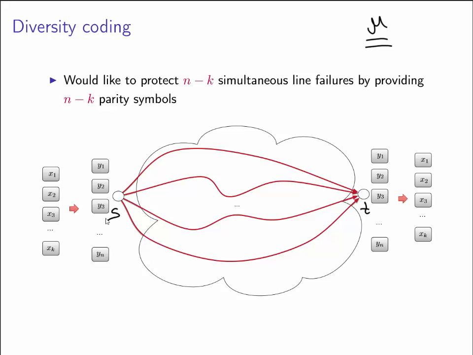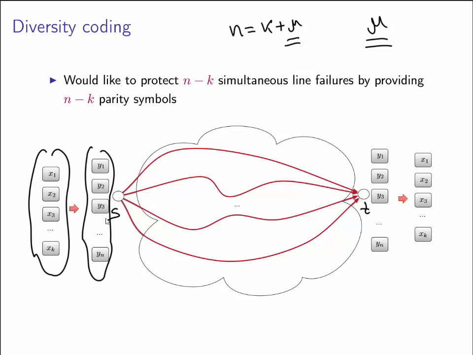So the number of disjoint paths will be equal to n, which is equal to k plus mu, where k is the number of original symbols that we want to send. In addition to those symbols, we will add mu parity symbols. So the total number of symbols will be equal to n, which is k plus mu. We'll send each of those symbols over a path, and again those paths are disjoint.